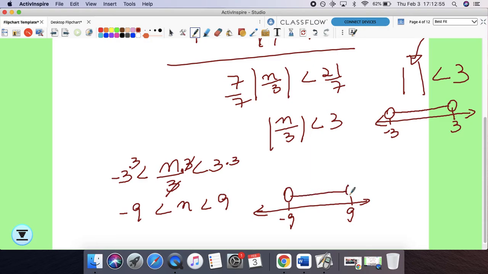not including 9, right? So I don't know, let's pick 6 because it's nicely divisible. So 6 divided by 3 is 2, and 2 is less than 3. Good. Pick negative 6. Negative 6 divided by 3 is negative 2, and the absolute value of negative 2 is 2. Is that less than 3? Yes. So every single number between negative 9 and 9, not including those two values, plug it in for n, and we'll make that inequality true. So this looks like this. Okay.